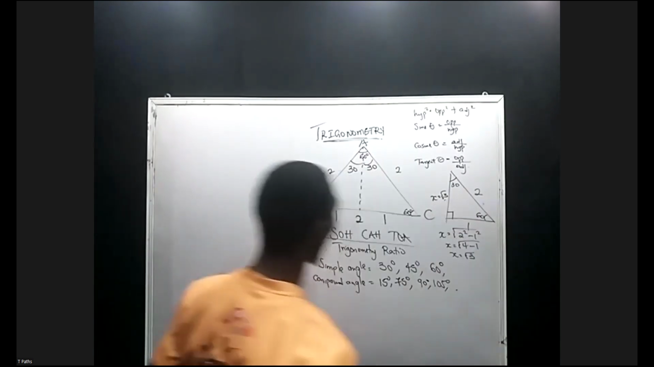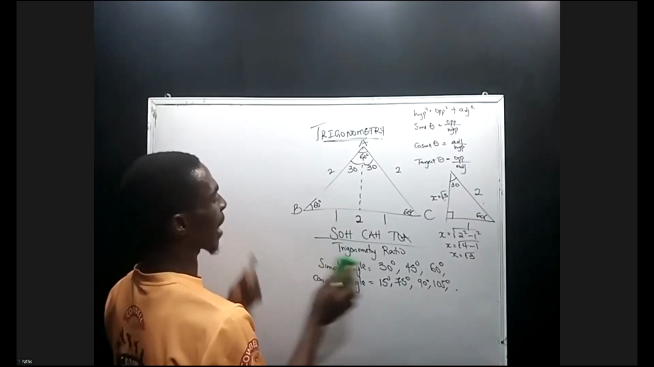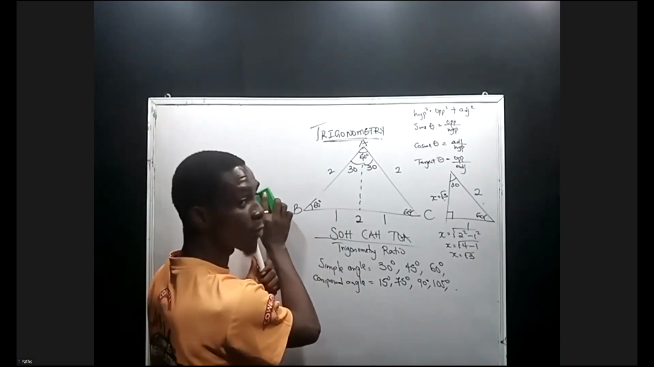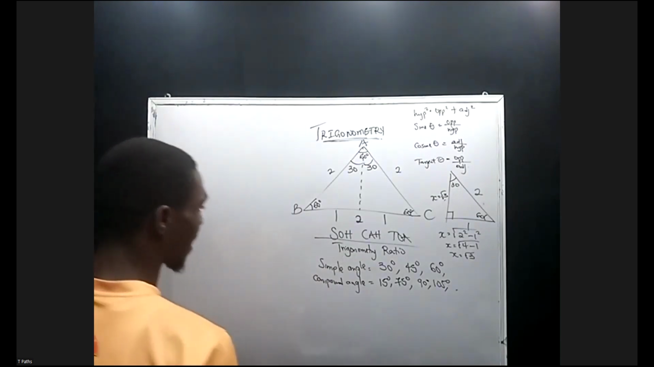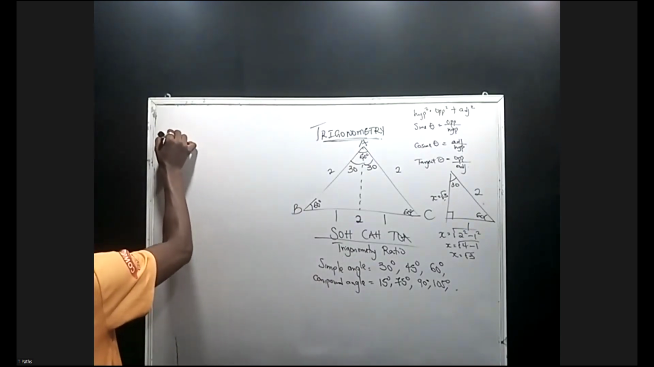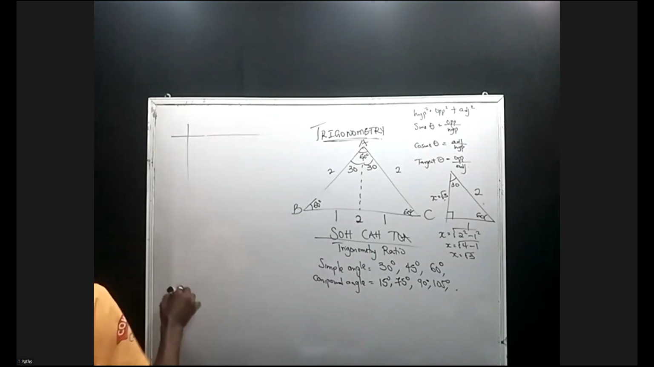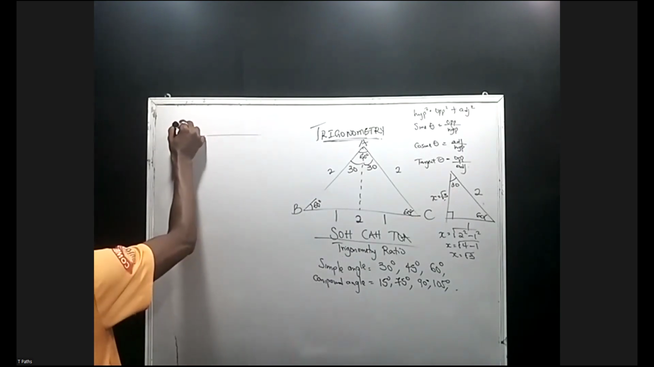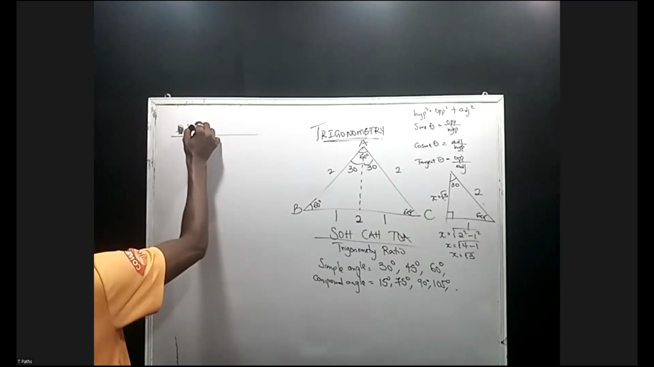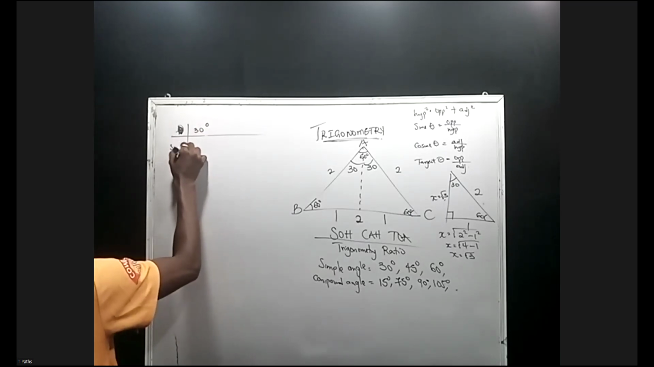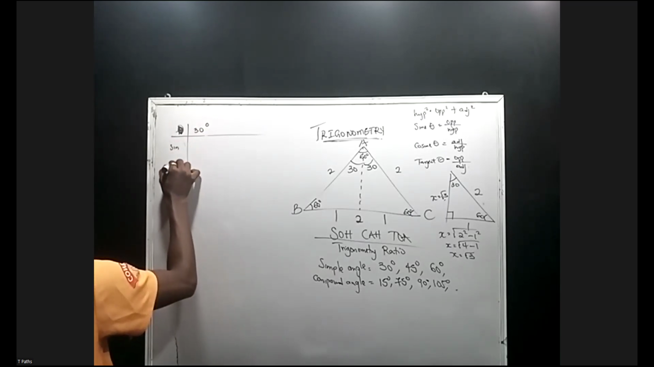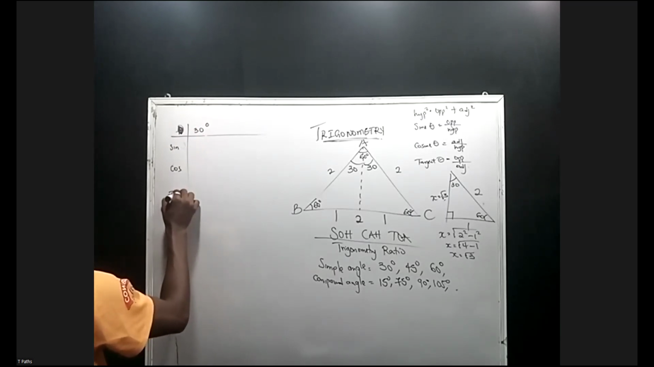So you can see that everything you are doing with your calculator, you can also do with your head. Now, here comes a table. Let me give you the table on this side here. I have angles like 30 degrees. I have sine, I have cosine, and I have tangent.